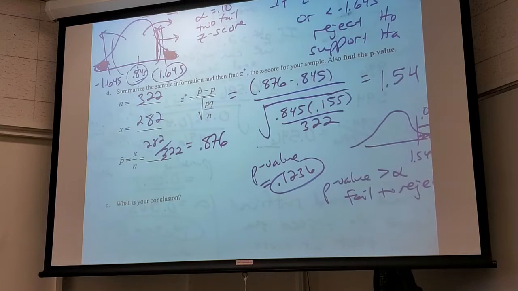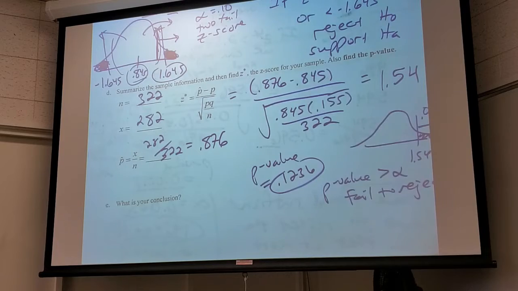Out of curiosity, for the p-value, did you take 0.0618 and double it? Yeah, because it's a two-tailed test. So we could have cut alpha in half, which is what I wish they would have done. But since we didn't cut alpha in half, we still keep it at 0.10. We have to double the p-value to make it fair to compare.